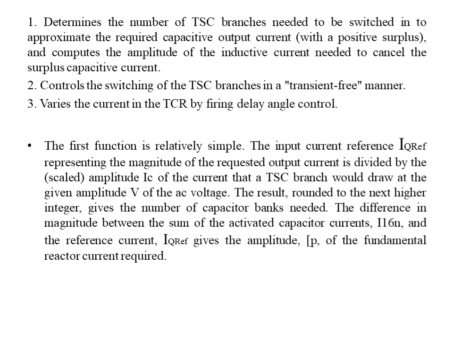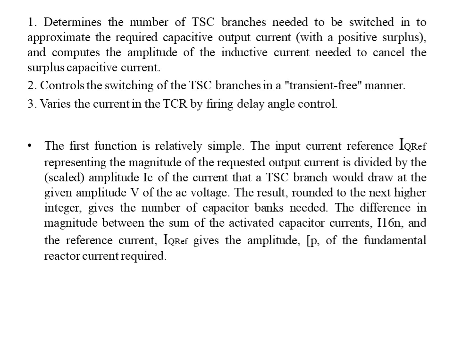There are three functions in this block diagram. The first function is relatively simple. The input current reference IQR, representing the magnitude of the requested output current, is divided by the amplitude IC of the current that a TSC branch will draw at a given amplitude V of AC voltage. The result, rounded to the next higher integer, gives the number of capacitor banks needed.